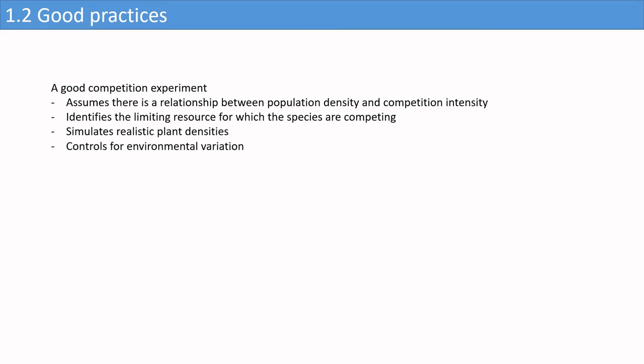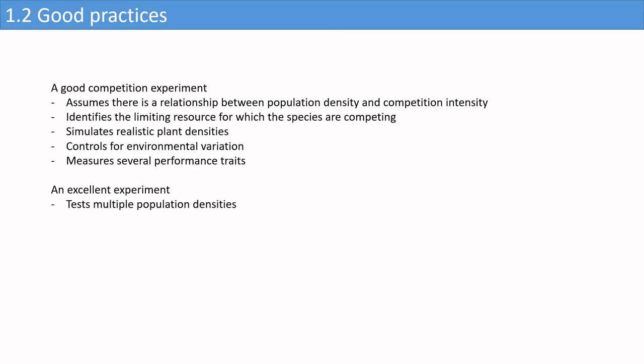You need to be aware that none of these invalidates your experiment if you don't do it, but there are some limitations on the conclusions you can make. And finally, whenever possible, try to measure as many performance traits as possible because different traits can respond to competition differently. Now, if you want to have an excellent experiment of competition, you have to do all of these good practices, but ideally you would also test for multiple population densities. As we saw in the seagrass experiment, they had a lot of different densities in their plots. And you need to repeat your experiment in multiple environments. And this, we also saw in the previous example.